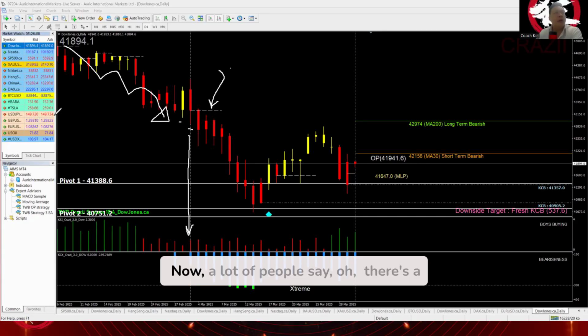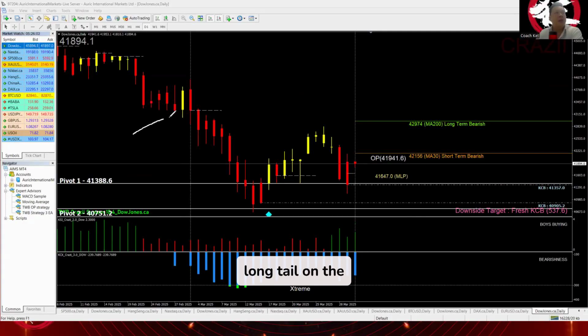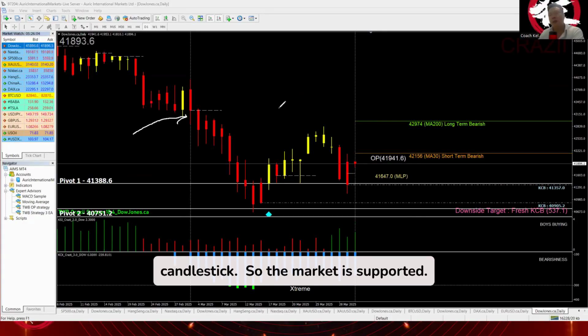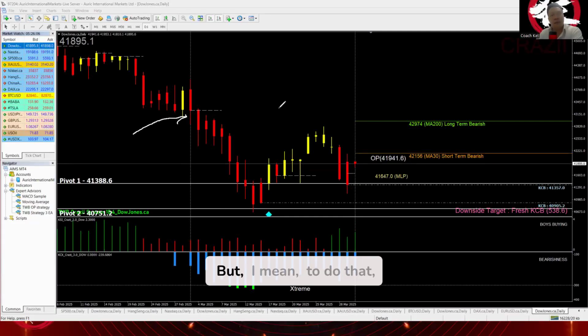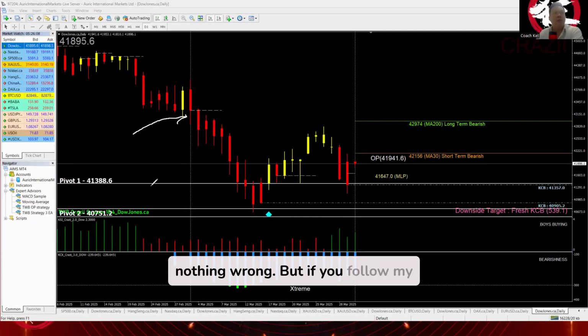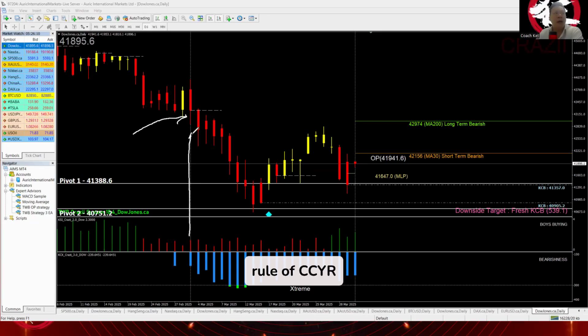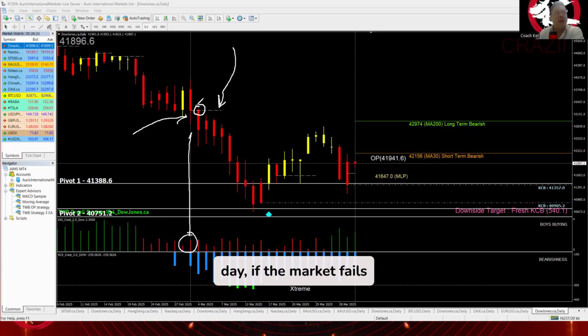So what should I do? Now, a lot of people say, oh, there's a long tail on the candlestick, so the market is supported, so let's buy. There's nothing wrong with that. But if you follow my rule of CCYR and it comes with a KSI that is red, then this line called KCL will be available on your screen. So the next day, if the market fails to stay above that line, it's a sell. So this is a critical level. If you have done it, oh my God, look at it. The market really cascaded downwards.